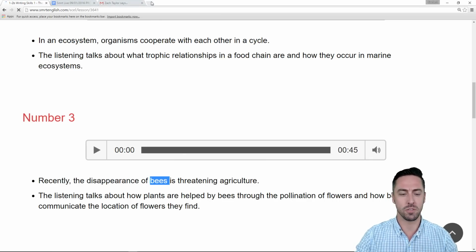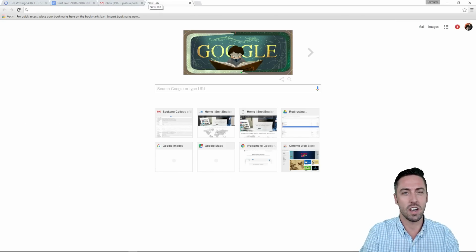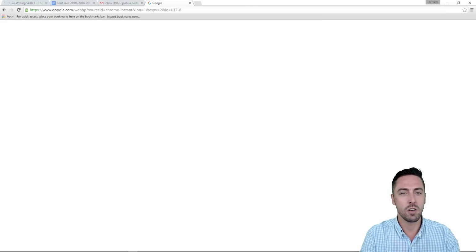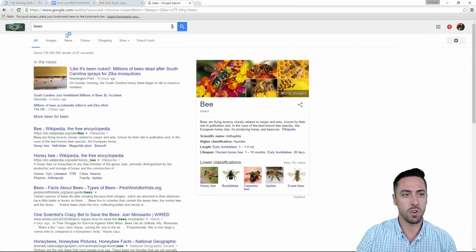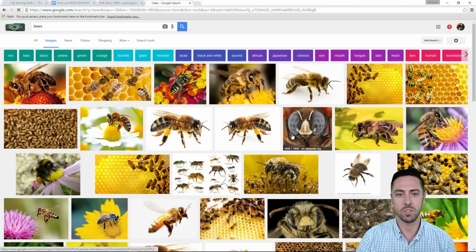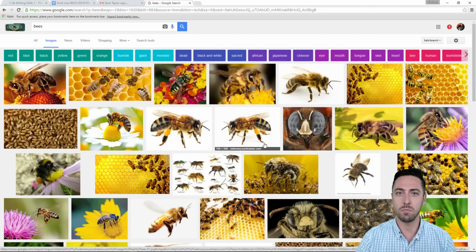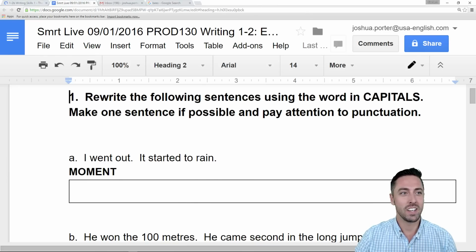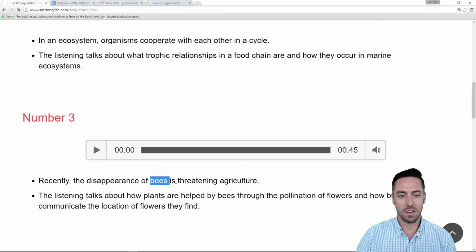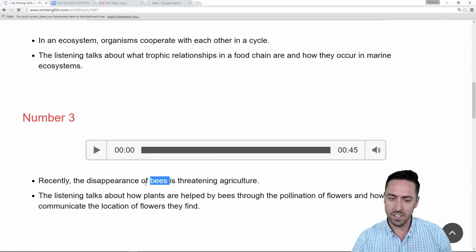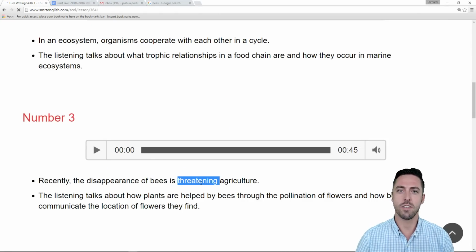Bees are those animals. I'll give you an image here. Many of you probably know bees, but they are very important to our ecosystem, to pollinating plants and creating crops. So this is the bee, what we're talking about. Back to our lesson here. So the disappearance of bees is threatening.